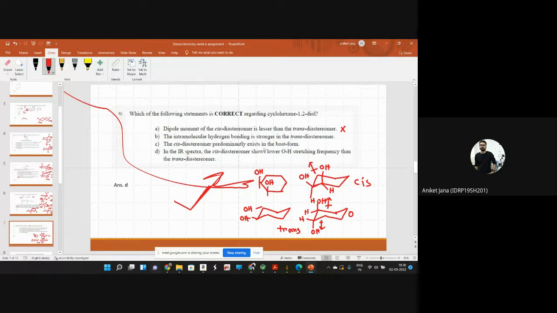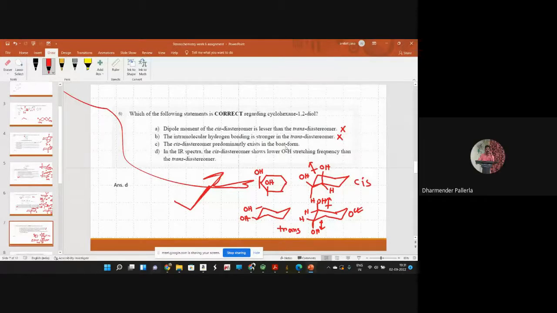Okay, so it is saying that the intermolecular hydrogen bonding is stronger in the trans diastereomer. So in case of the trans diastereomer, you can see that the OH groups are far apart from each other. So there is the least possibility of hydrogen bonding as they are far apart. And to relieve the dipole-dipole repulsion, the trans isomer predominantly stays in the axial form. This form is predominant. So this is also not right.